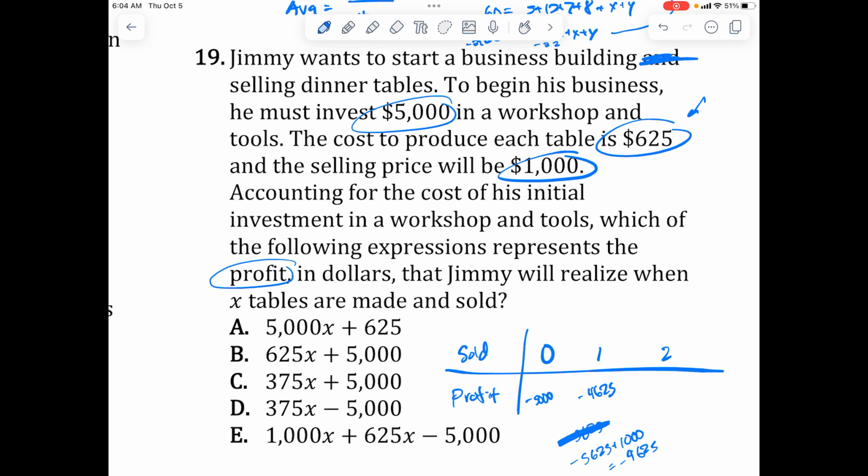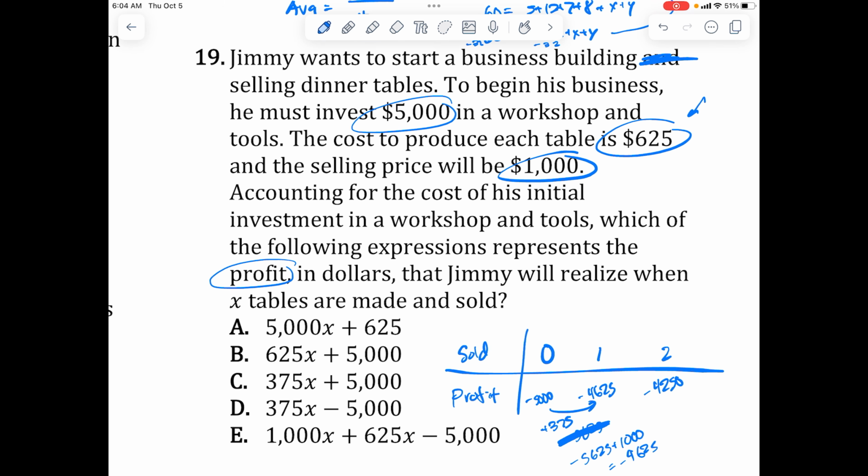Right, and then he sells 2. Again, you do the same thing. Really what you're doing here is your difference here, you're adding 375 each time. That's the difference between these two numbers. You're adding 375 each time. So you add another 375, you get negative 4, I have to find out what that is.